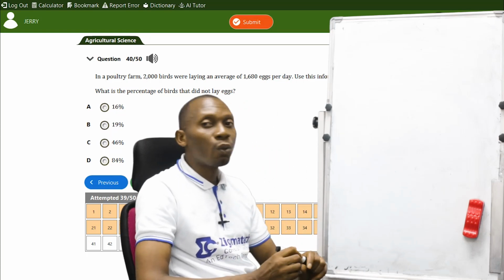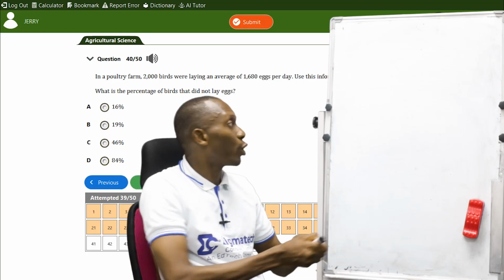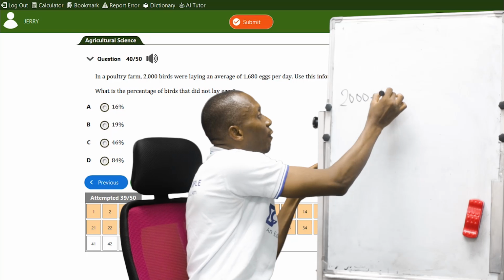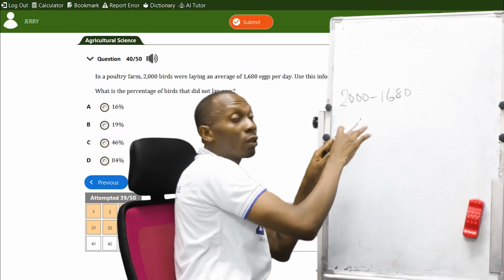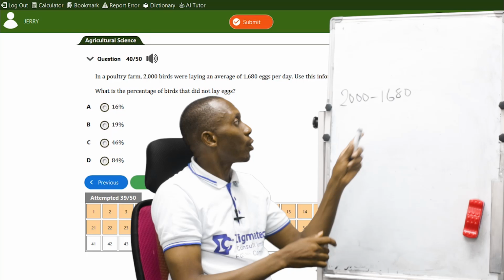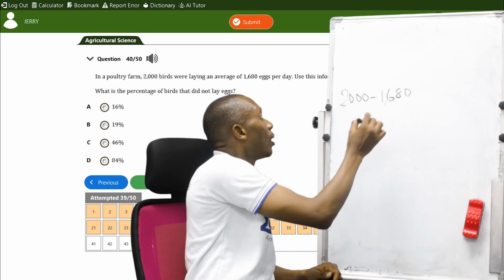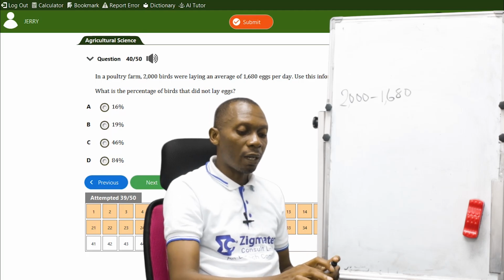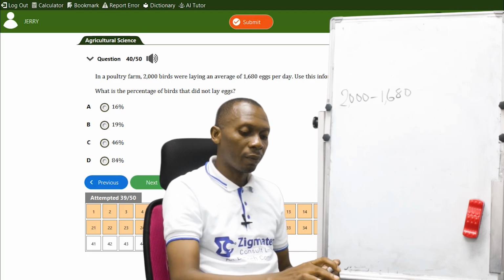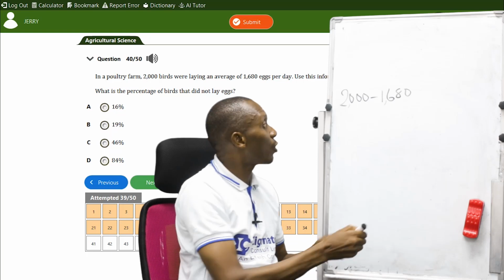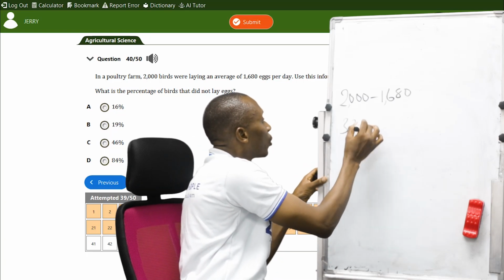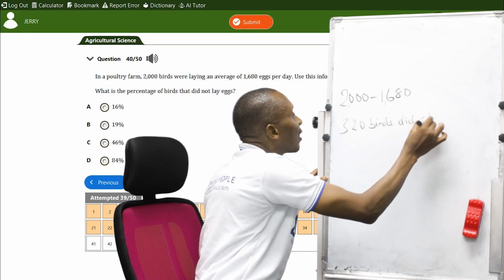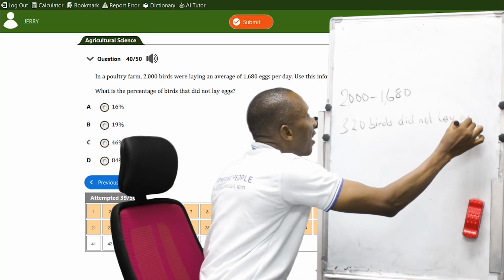Now look at this. How do we get the number of birds that did not lay eggs? So what you do is you subtract the number of birds that laid from the total number of birds in the farm. So the number of birds that laid eggs are 1,680, so you subtract it from 2,000 birds. That gives us 320. So 320 birds did not lay eggs.